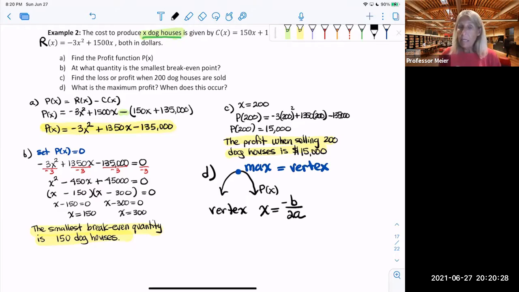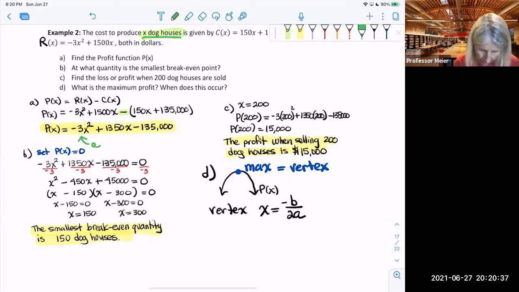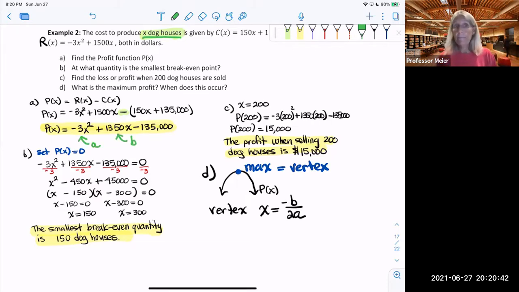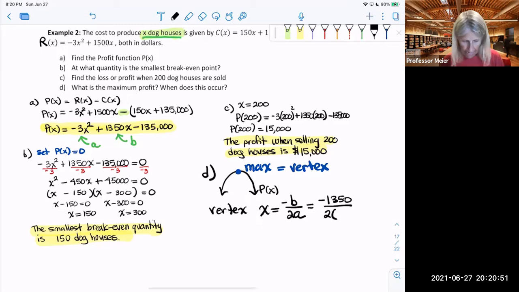Now, what's the a and the b? They're in the formula, right? So let's go to our profit function. Remember the -3, that's our a. 1350, that's our b. So I'm going to plug those numbers in. So -b, that's going to be -1350 divided by 2 times the a, which is -3. So you put that in your calculator, you calculate it. Let me see what we get.